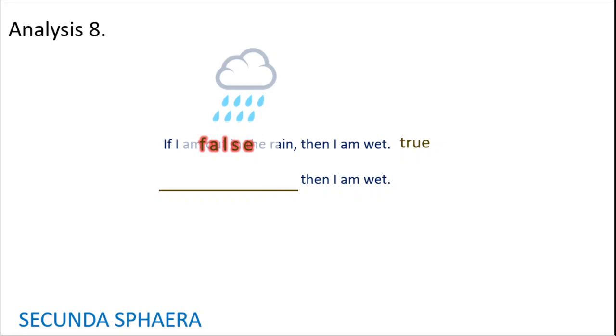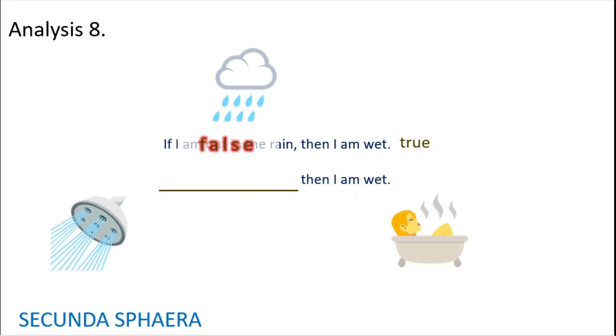And okay, they are really not that hard. I could be taking a shower, or I could be taking a bath. Maybe someone just spilled water on me and now I am wet, but I wasn't out in the rain. So there are other options. And more importantly, even though there are other options, the intuition behind the first sentence, if I am out in the rain then I am wet, does not change. I am out in the rain, yeah, sure, you are going to get wet. So the first truth really does not change, even though the sentence before the then can be false. Keep that in mind.